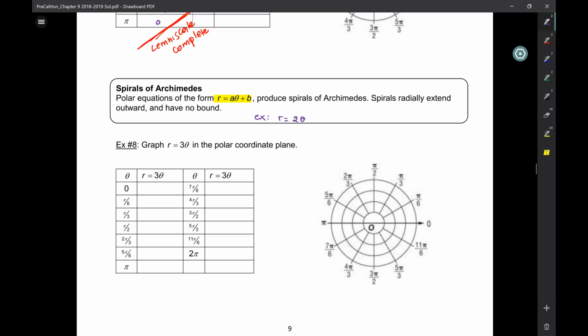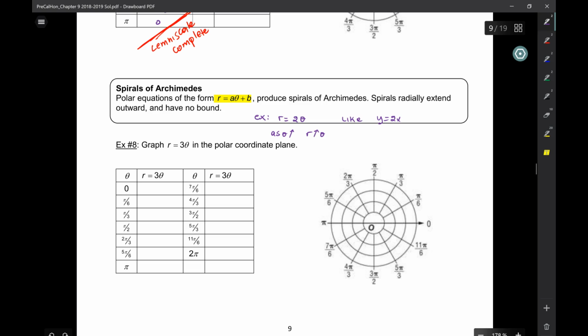So what happens as theta increases? What will happen to the value of r? R also increases linearly. If theta doubles, r doubles. If theta triples, r triples, and so on and so forth. So suppose we're graphing now r equals 3 theta. Let's just get a feel of what it is that we're doing here.